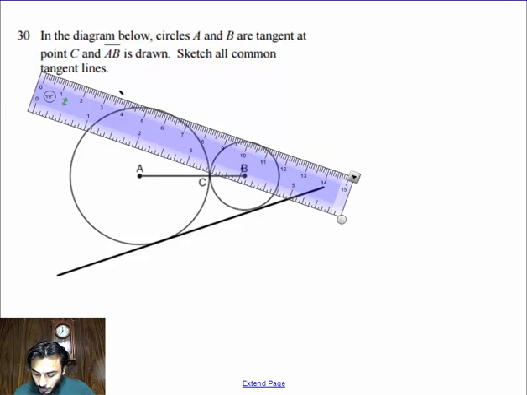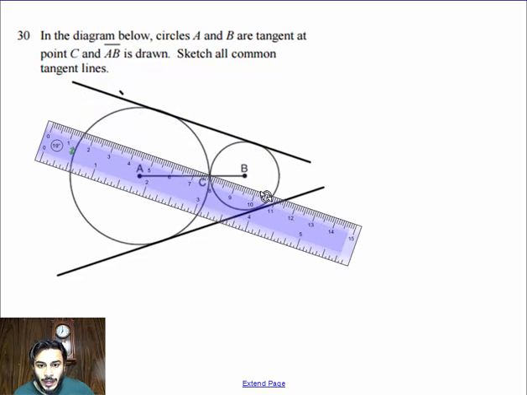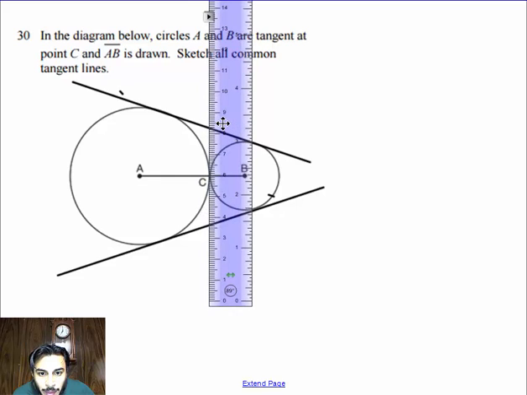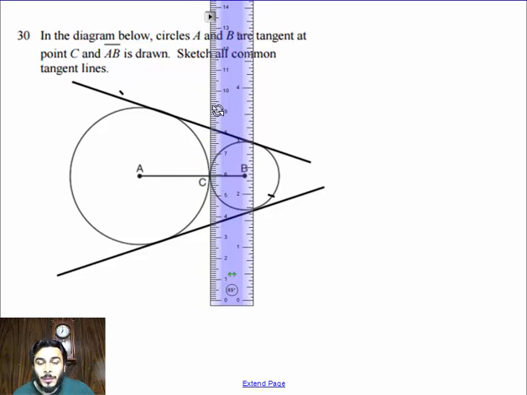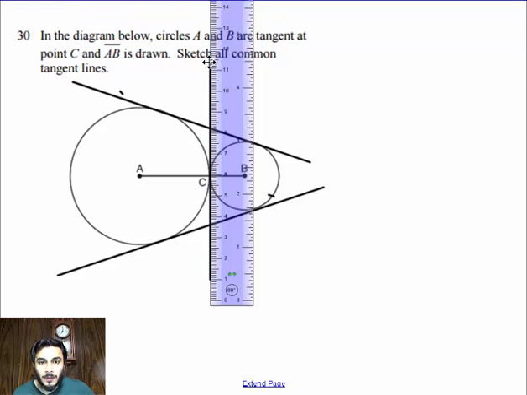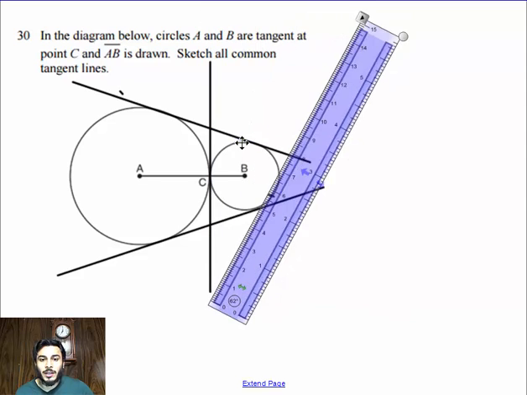I'm struggling a little bit here. All right, there's the second one, and then you've got to get a tangent right in between the circles. Remember that? It should be a perpendicular line, perpendicular to AB. So we get our 3 common tangents.